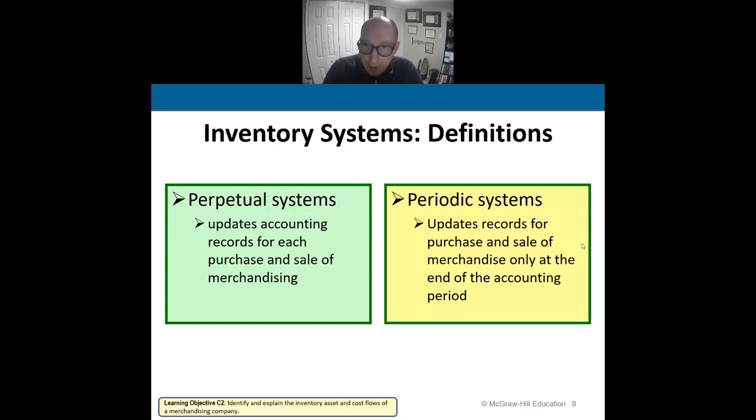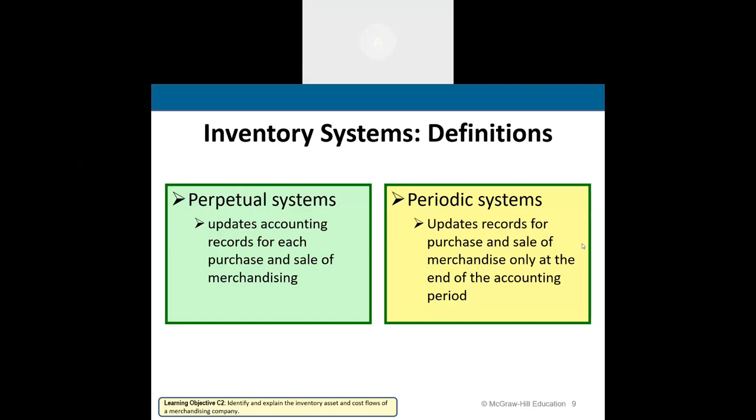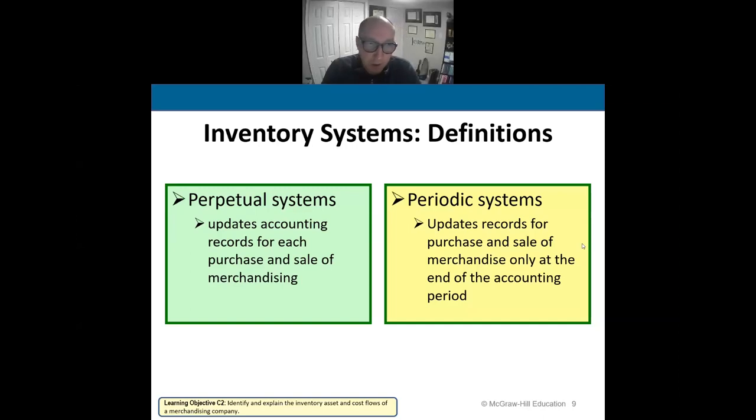So in the perpetual system, it's done at the time of each purchase or the time of each sale. The barcode system is the perpetual system. The periodic system is a manual process, and we only update sales and purchases at the end of the accounting period. Exactly, and that's why it depends on the type of business, because a large box retailer like Petco or Walmart uses perpetual, since they're continuously selling and they need to know exactly what they have on hand at all times.